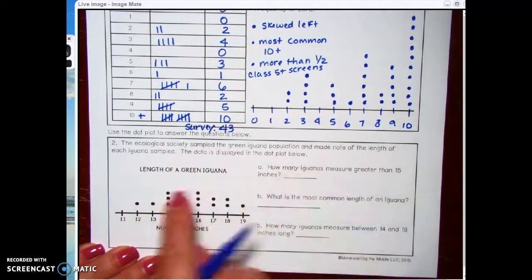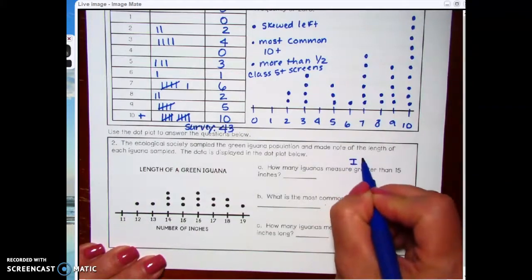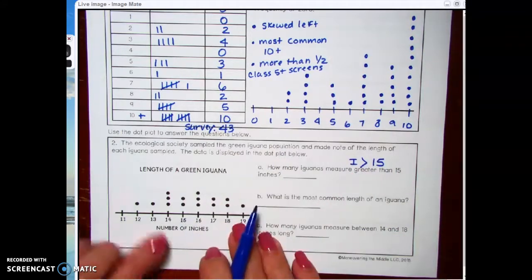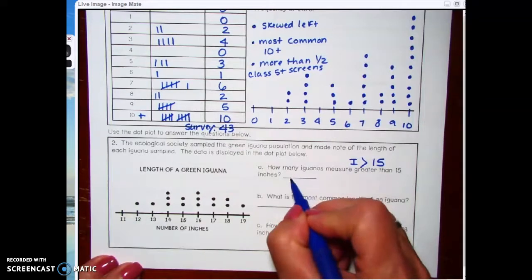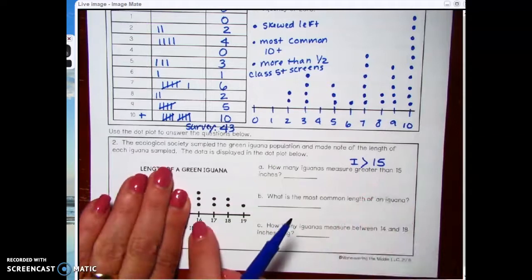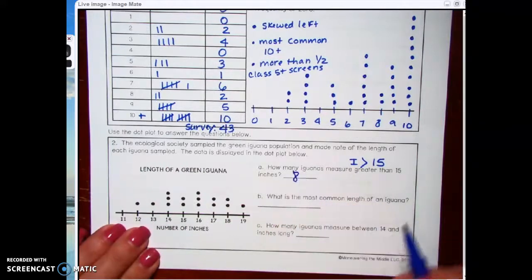So read through this. Length, number of inches, goes in chronological order. It's a dot plot. How many iguanas measure greater than 15 inches? Not including 15, greater. So what I do is I look over here, 16 is greater, 3, 4, 5, 6, 7, 8. Oop, wait, I think I did that wrong. Greater than 15. 16 is included. 3, 4, 5, 6, 7, 8. I already said that. That's just great.